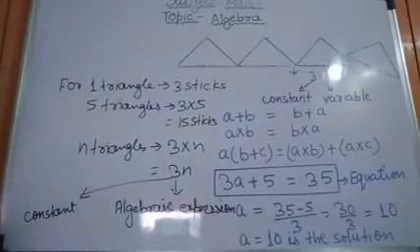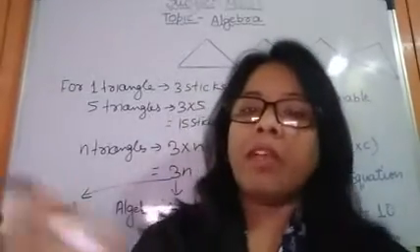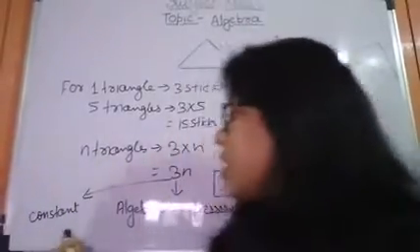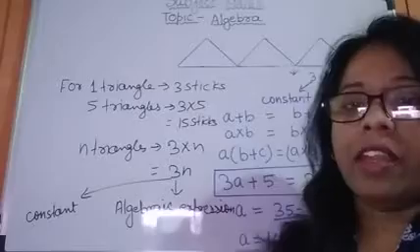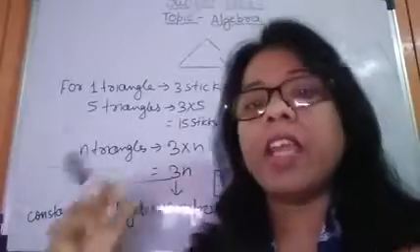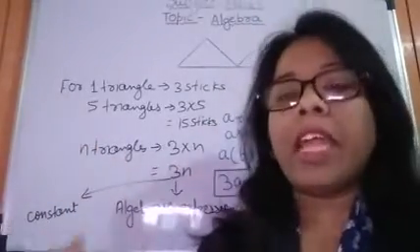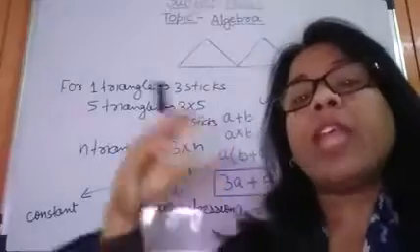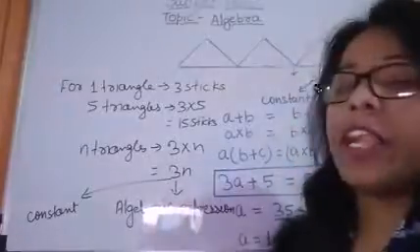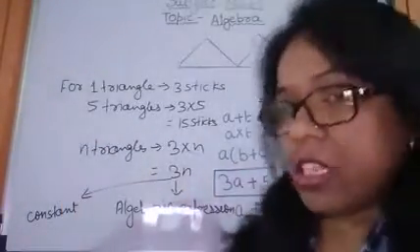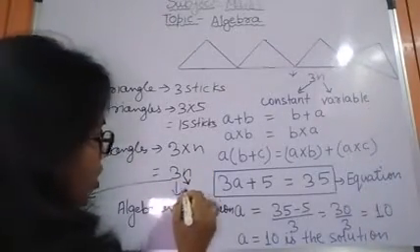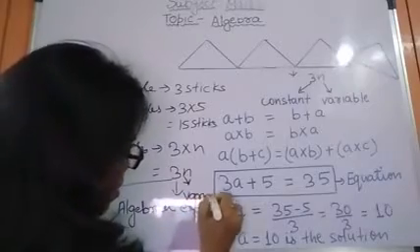Fine. This 3n is called algebraic expression, where this 3 is constant. 3 is a number, so the value of 3 cannot change, that means it is constant. Fine. And what about n? You can change the value of n. Means in place of n, you can take 3 triangles, you can take 5 triangles, you can take 9 triangles, you can take 100 triangles. Whatever is needed, according to that you can change the number of triangles. So n can change. This is called variable.